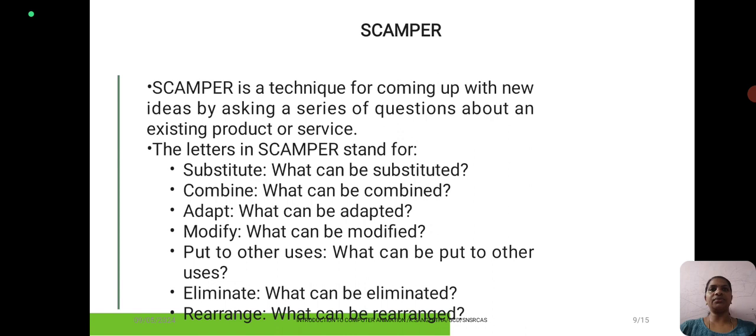yourself, what if we substituted the ink with different materials? What if we combined a pen with a highlighter? What if we adapted a pen to be used by people with disabilities? So, SCAMPER is a versatile technique that can be used to generate new ideas for any product, service, or process.